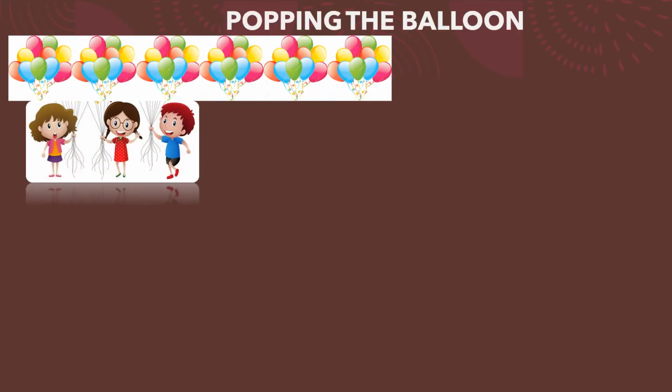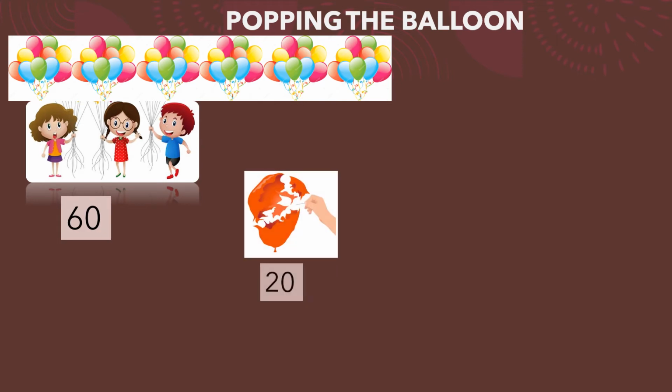The children are playing popping the balloon. They have 6 bunches of balloons. Each bunch has 10 balloons in them. So 6 tens, the number is 60. 60 balloons. Now they've popped out 20 balloons, say. And they need to find out how many balloons are still not popped out. So to find the answer, we need to subtract these two numbers.